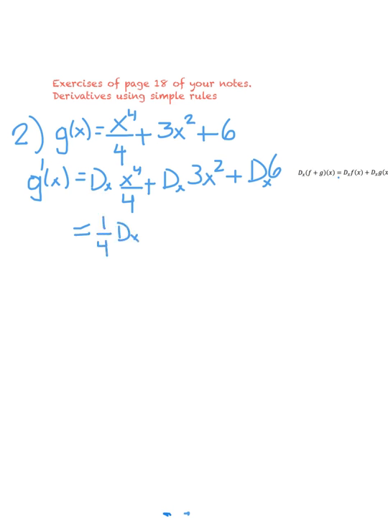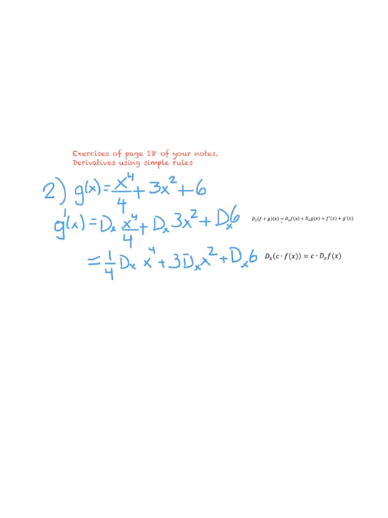Next, rewrite the constants outside of the derivative. So this is going to be 1/4 of the derivative of x to the 4, plus 3 times the derivative of x squared, plus the derivative with respect to x of 6. This rule says the derivative of a constant times a function equals the constant times the derivative of the function. Then we just obtain the derivative of x to the 4, which is 4x cubed, plus the constant 3 times the derivative of x squared, which is 2x, plus 0.